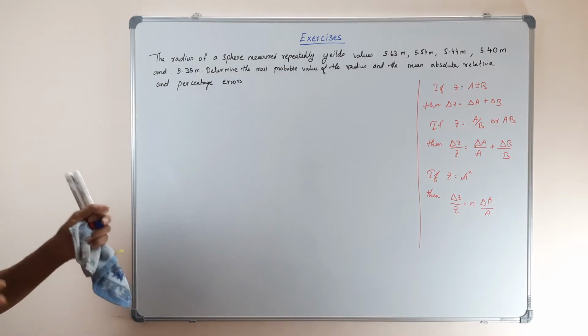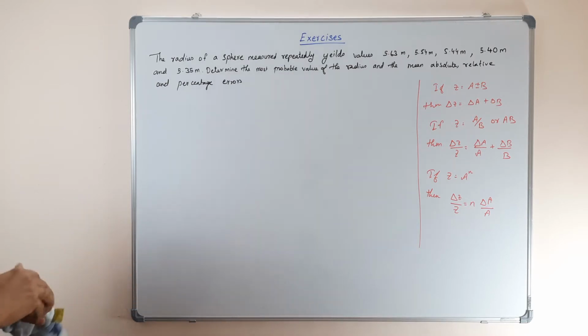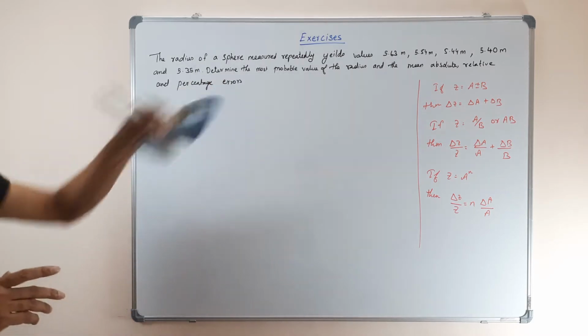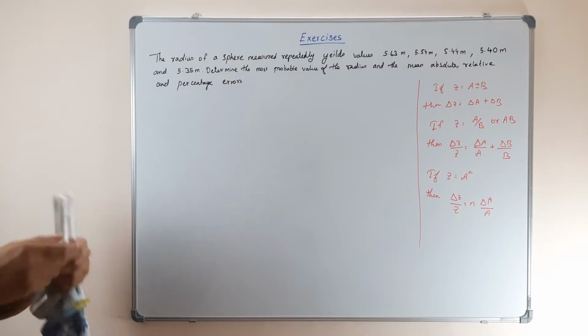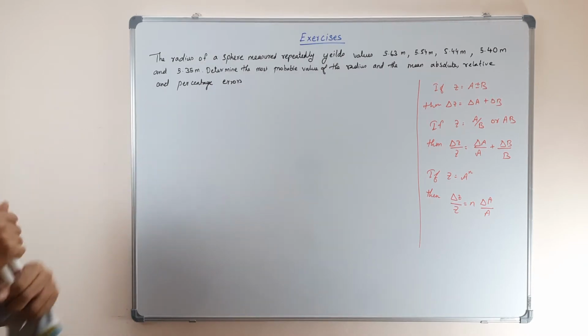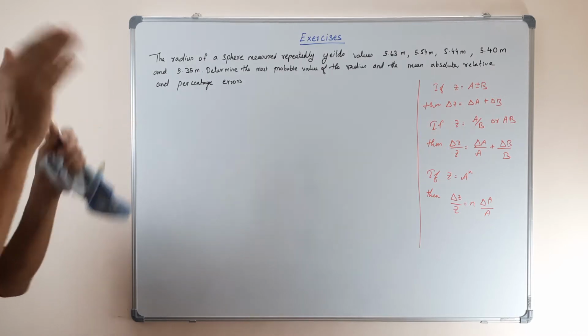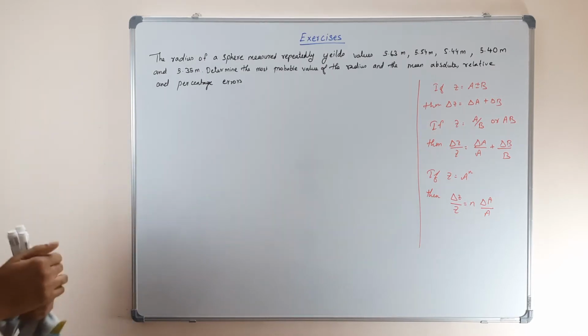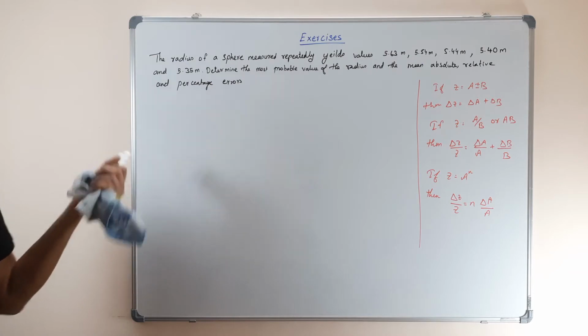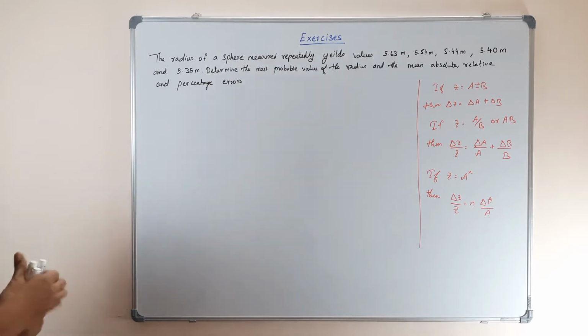That is nothing but the arithmetic mean, we know that. And the mean absolute error. Mean absolute error is what? Take the difference and take the average of all the absolute errors. That's what. And the relative error is, if you know the mean absolute error, that divided by the mean value gives the relative error. Multiplied by 100 will give the percentage. Fine. So let us do it.